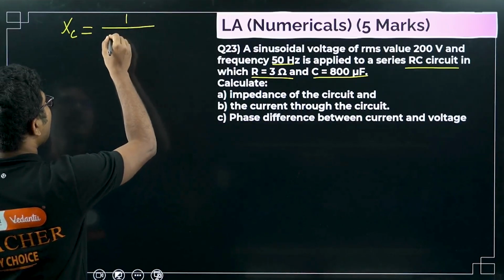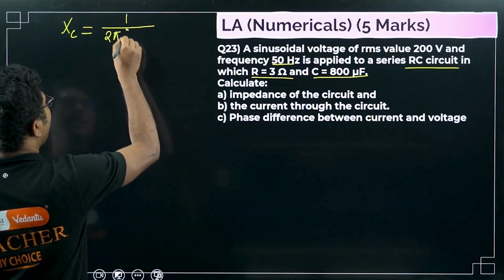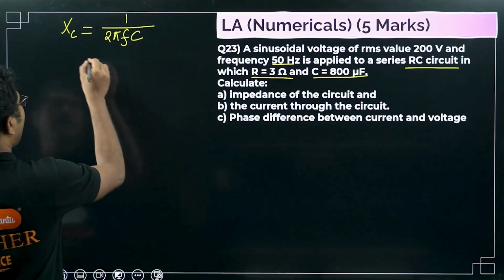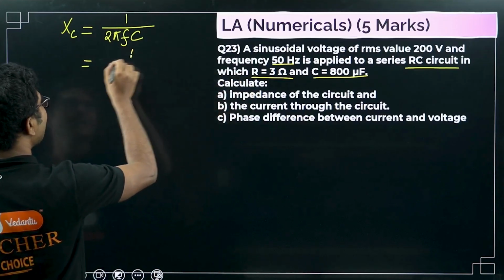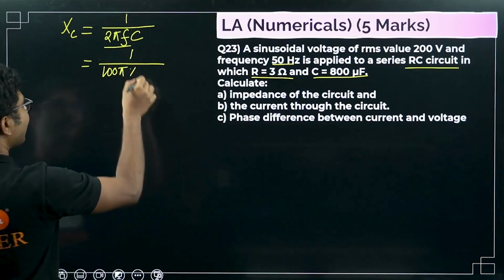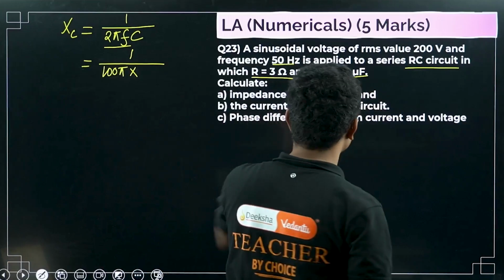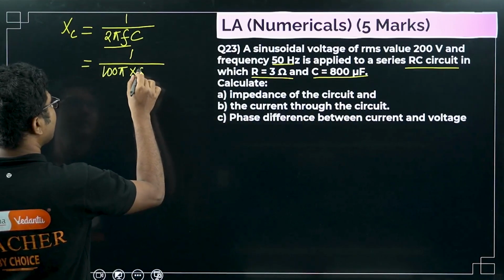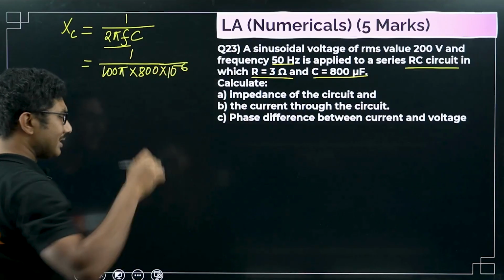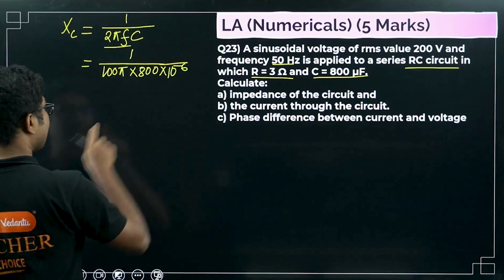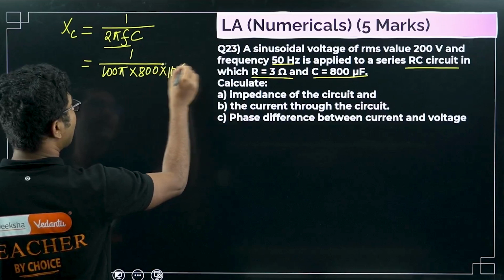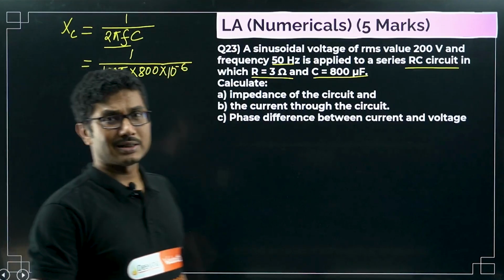XC equals 1 by 2 pi f C. Just put the values. We know that if the frequency is 50 Hz, the term 2 pi f becomes 100 pi, so I will write that directly. And what is the value of C? C is 800 microfarad. So 800 microfarad means 10 to the power of minus 6. Many students ignore this term microfarad. So be careful, don't ignore this. Microfarad is also important, and for that you have to add a term 10 to the power of minus 6.